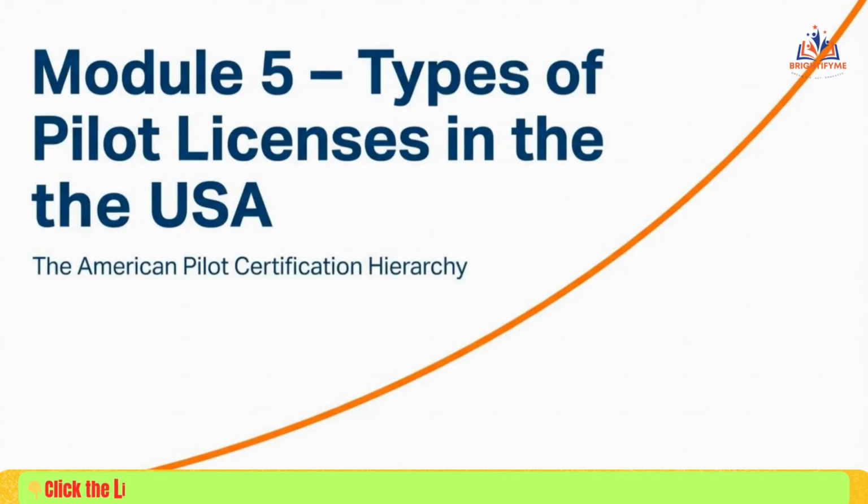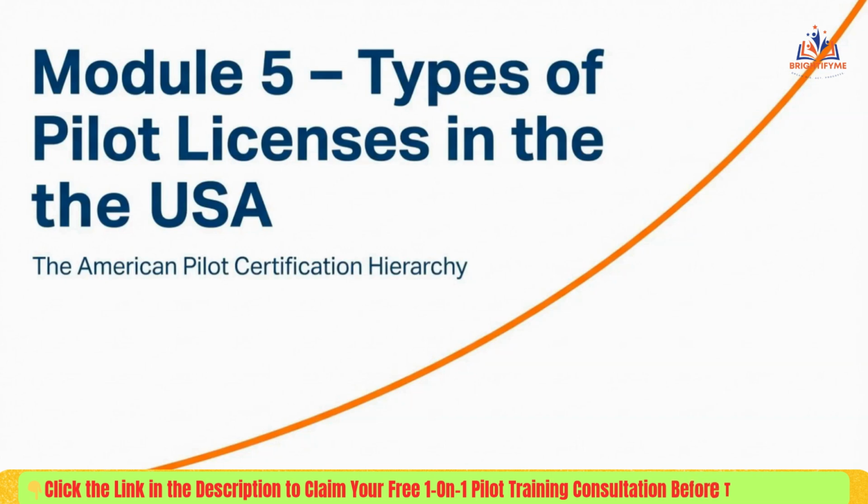Welcome to Module 5, Types of Pilot Licenses in the USA. Today, we are going to explore the American pilot certification hierarchy. Understanding the different types of pilot licenses issued by the FAA is essential for anyone looking to navigate the path from a beginner to a professional aviator. Think of this as your roadmap through the skies of the United States.